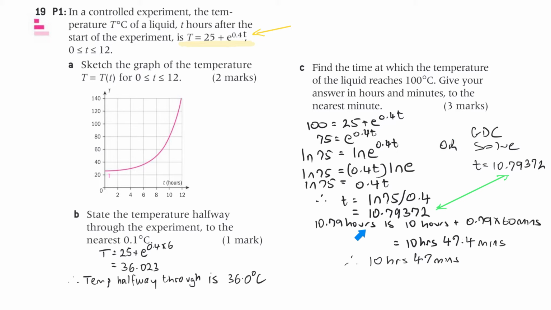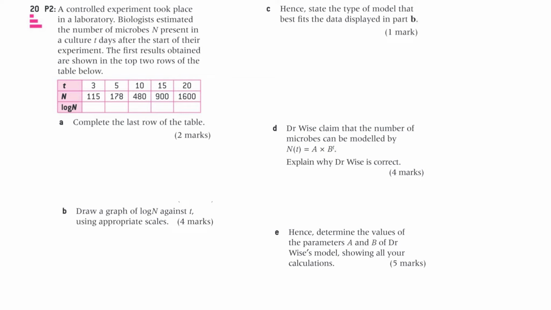That's 10.79 hours. That's 10 hours plus 0.79 times 60 minutes. That's 10 hours 47.4 minutes. And it says to the nearest minute, so it's 10 hours 47 minutes.